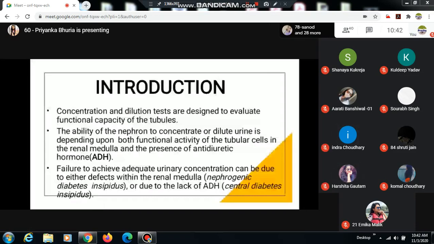The very first question that arises is why we perform the concentration and dilution test, and the answer is to evaluate the functional capacity of the tubules. The ability of the nephron to concentrate or dilute urine depends upon both the functional activity of the tubular cells in the renal medulla and the presence of ADH, that is antidiuretic hormone. Failure to achieve adequate urinary concentration can be due to either effects within the renal medulla, that is nephrogenic diabetes insipidus, or due to the lack of ADH, that is central diabetes insipidus.